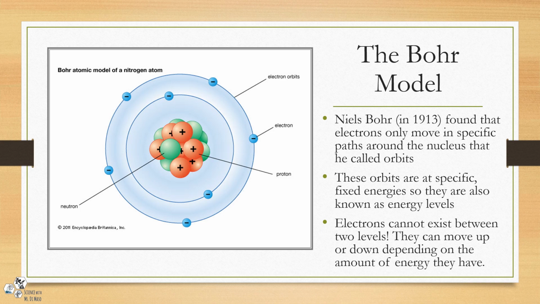Now, one thing cannot have two different levels of energy at the same time. So electrons have to exist only at one level at a time. They can't exist in between these levels. They can jump up and fall back down if they get more energy or if they lose energy. However, they can't exist in the spaces in between.